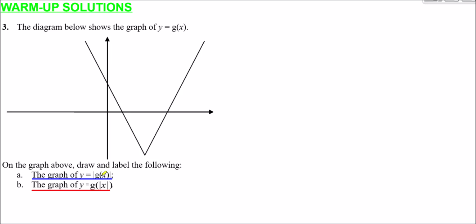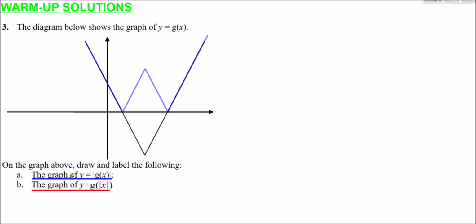If we take g of x and mod it, all this means is anywhere where the graph is underneath the x-axis gets reflected in the x-axis. So this V shape will be exactly the same, but where this bit here is underneath the x-axis, this will be reflected upwards like so. And so the blue line, the graph of y equals mod g of x, will look like a W shape.